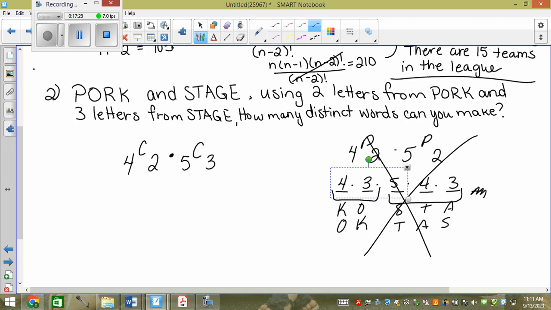5C3, what 3 letters do I want from stage? A-G. Oh, at first I heard H. I was like, there is no H in stage, no matter how you spell it. G-E. Okay, cool. So on these 3 pieces of paper, I have A-G-E, and that's how I just got these 3 now, right? That's what 5C3 does. It gets me these 3. 4C2 gets me these 2. And then people who tell me that's the answer, you now have this.